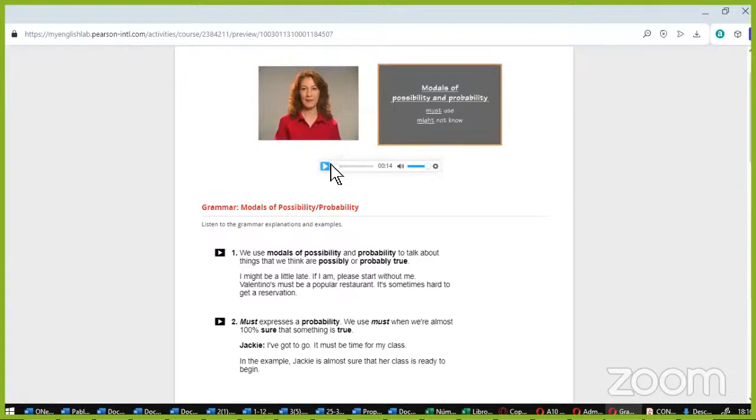Okay, we're going to listen, please. Hello. Today we're going to talk about modals of possibility and probability. I'm sure that you must use some of these already, but you might not know everything about them. Let's take a look at them.